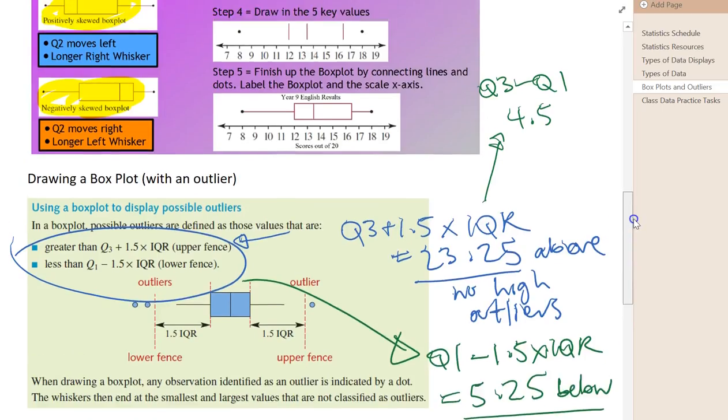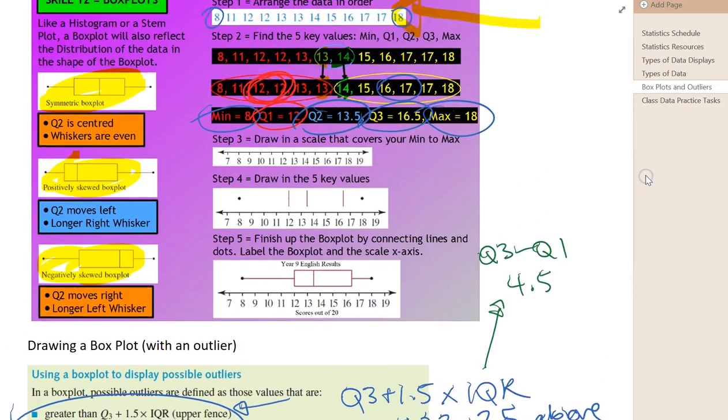So we can draw this box plot without worrying about any outliers. The way we draw it is we set up our scale. So we notice that it starts at 7, finishes at 19. So we've got enough room on this scale to cover our minimum, which was 8, and our maximum, which was 18. That's really important. Make sure you draw your scale with even intervals of numbers. Mine are going up by 1 in this example. Yours don't have to go up by 1, but they need to go up by a consistent interval.